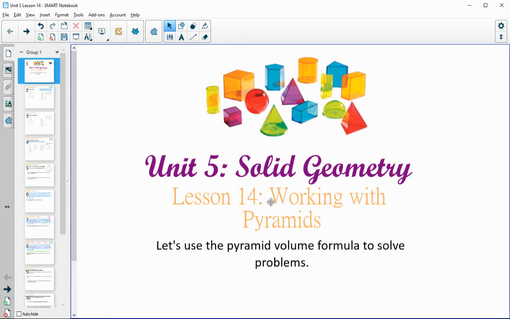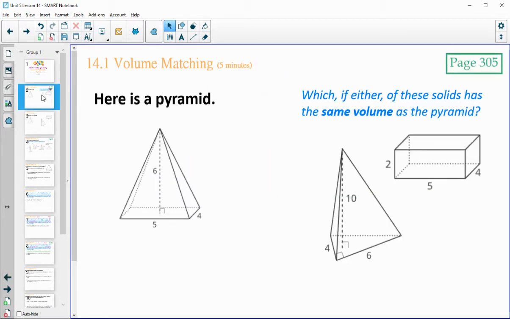In lesson 14, we're going to be working with pyramids. So go ahead and look on page 305, take a look at the pyramid given, and decide if either of these two solids has the same volume. So you have some different strategies here that you could have been working with.